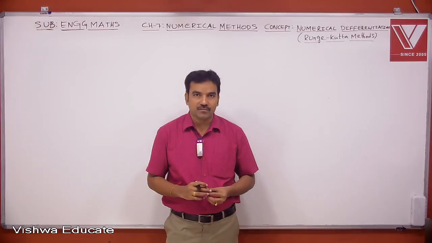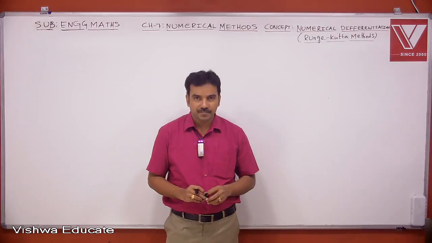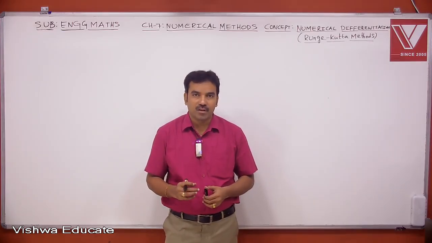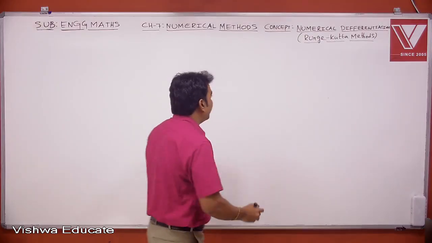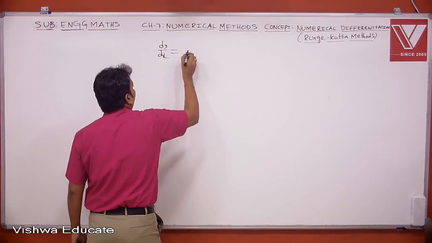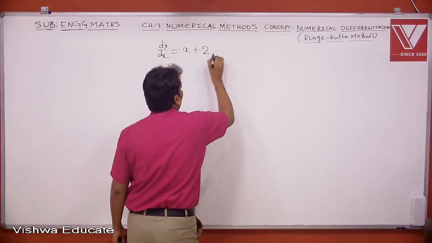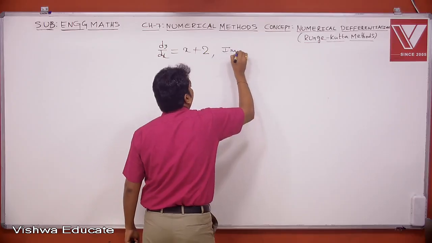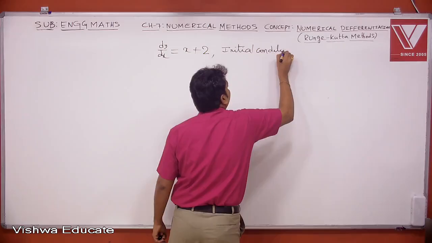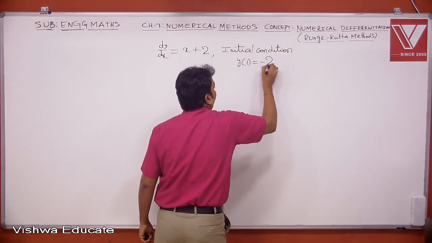Numerical differentiation. What we discuss in numerical differentiation is, suppose there is a first order first degree differential equation, dy by dx equal to, for example, x plus 2. Suppose the boundary condition is this. This is my initial condition, or sometimes it is also called the boundary condition. The condition is like this. For example, y of 1 equal to minus 2.